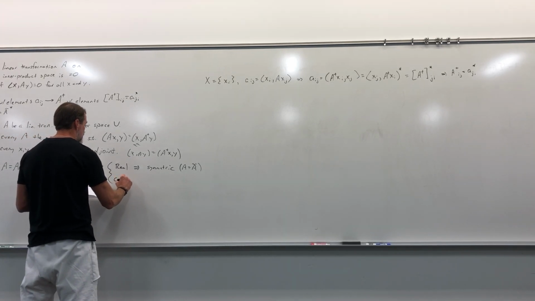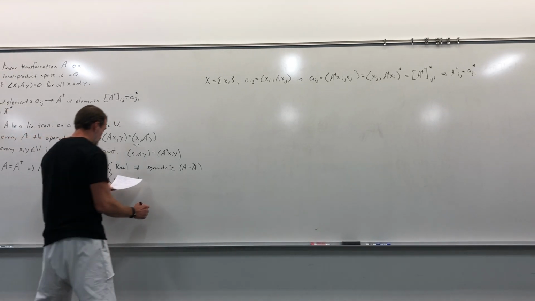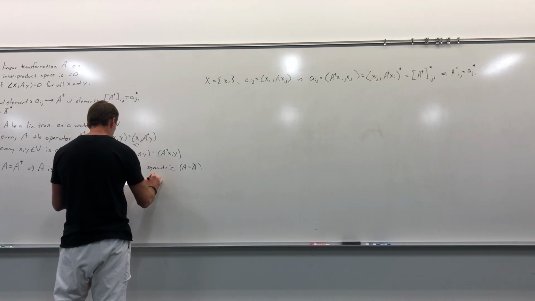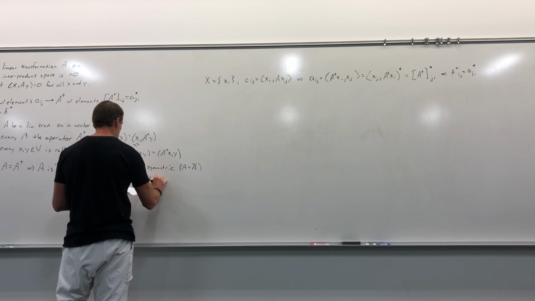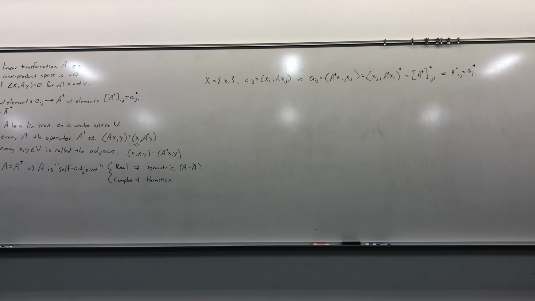If it's a complex vector space with an inner product, then we call it Hermitian. It turns out these subcategories, so we've got all possible linear transformations in a given vector space. All possible linear transformations. It's a huge number. It includes 0.